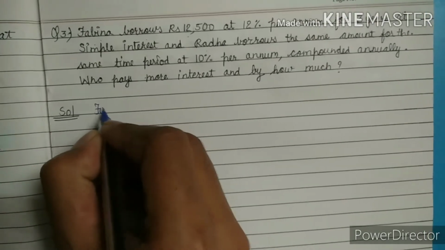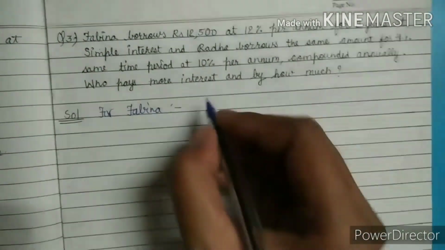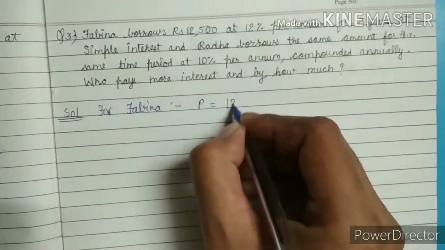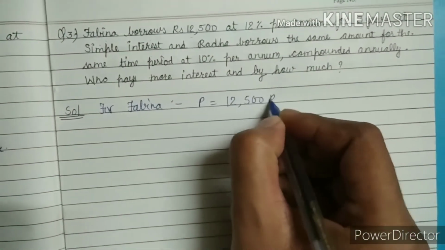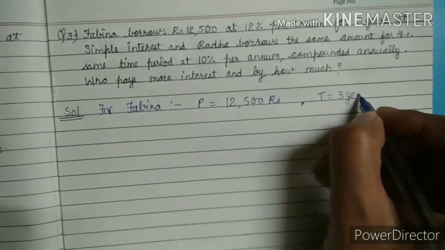Firstly, we are finding for Fabina. For Fabina, the principal amount is 12,500 rupees and time is 3 years.